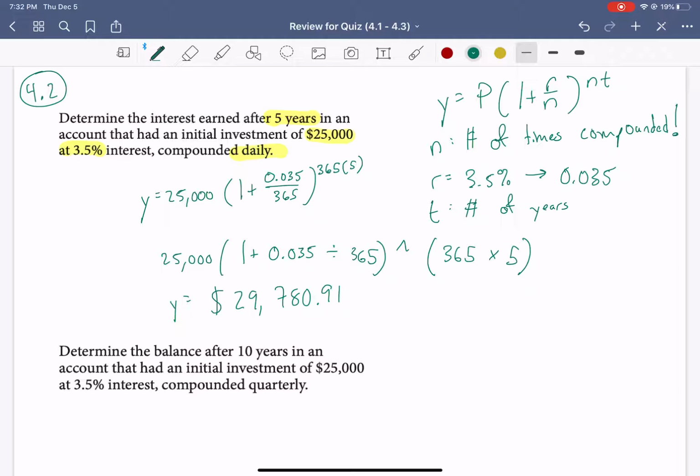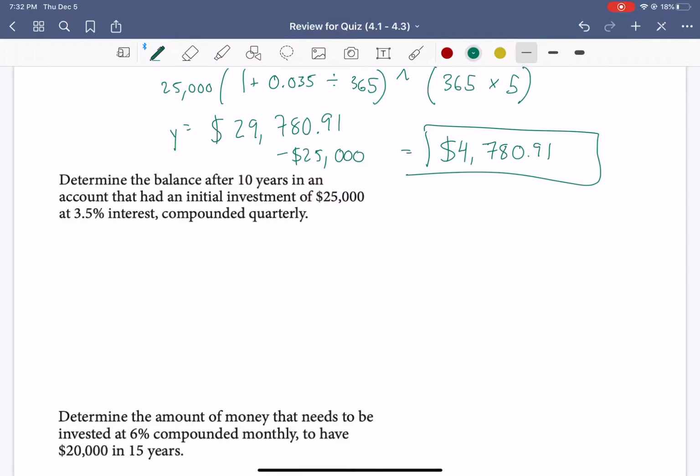$29,780.91. The question asks for how much interest did we earn, which means how much money did we make on top of the $25,000. So we have to subtract the $25,000. So our actual answer for how much money we made, not how much money we have after 5 years, but how much money we made, the bank gave us, would be just the change in our balance. All right, so let's move on.